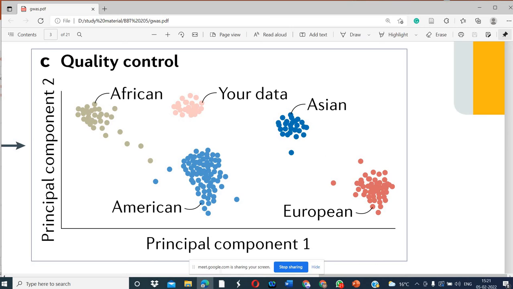Yes ma'am. African, your data here, Asian. This is the clustering. This is the way of clustering. How we do the clustering, right? This is the African. So we can say that the people who belong to the African population will come in one cluster. The people who belong to the American population will be clustered in one.